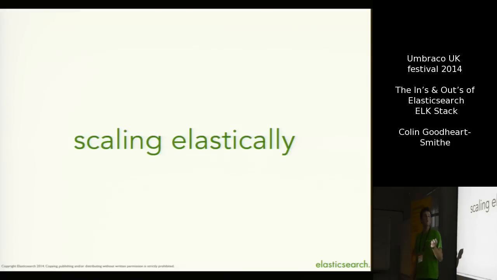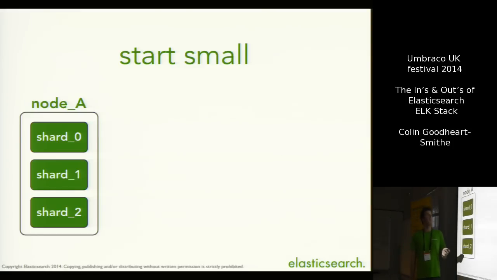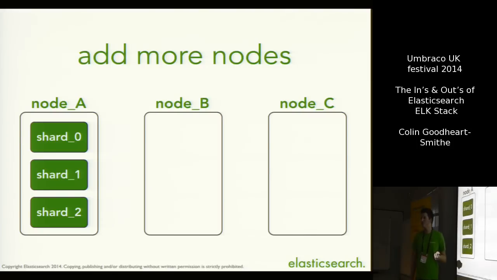So how do we scale elastically, though? Generally, you'll start small. You'll start with, say, a single node, a single index, and 3 shards. You may want to add more nodes to enable you to store more data or to balance the load, especially the indexing load, across more nodes. This node could get overloaded with indexing tasks, so it's good to split it across more nodes to enable you to index more data.